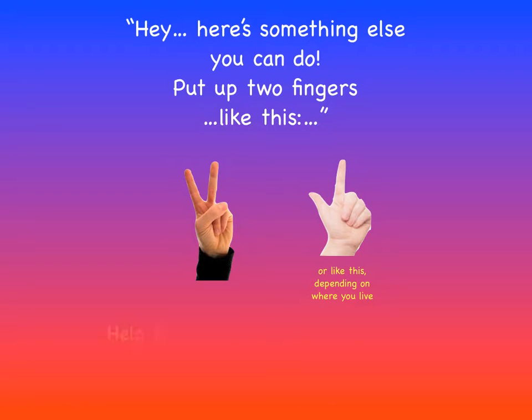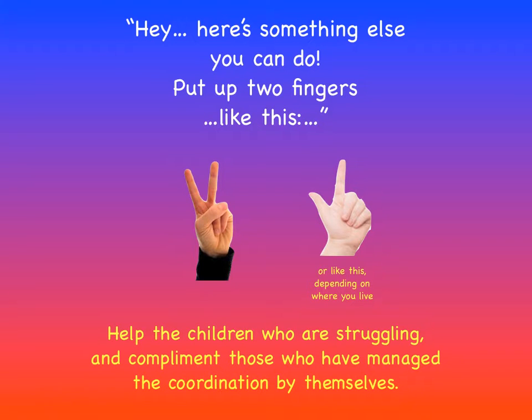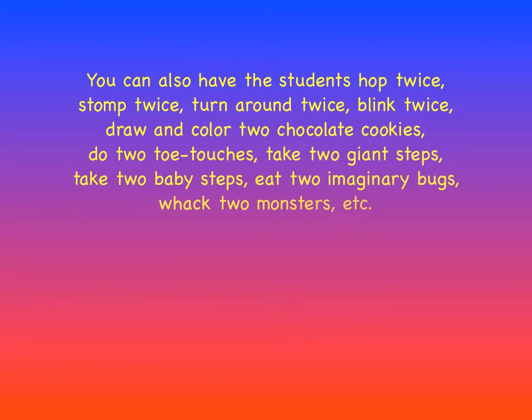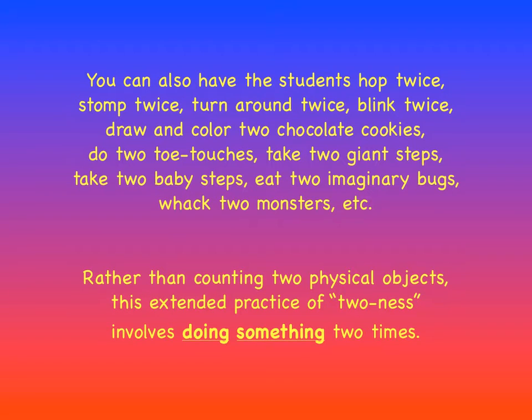Hey, here's something else you can do. Put up 2 fingers like this, or like this, depending on where you live. Help the children who are struggling and compliment those who have managed the coordination by themselves. You can also have the students hop twice, stomp twice, turn around twice, blink twice, draw and color 2 chocolate cookies, do 2 toe touches, take 2 giant steps, take 2 baby steps, eat 2 imaginary bugs, whack 2 monsters, and whatever else you can think of. Rather than counting 2 physical objects, this extended practice of two-ness involves doing something 2 times.